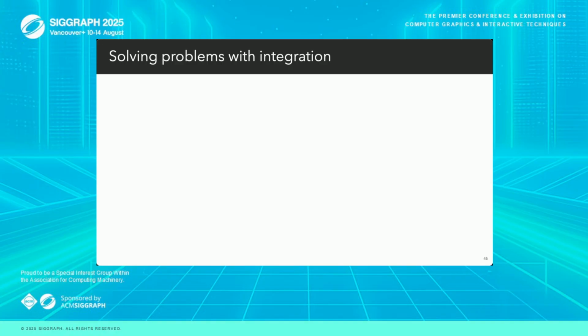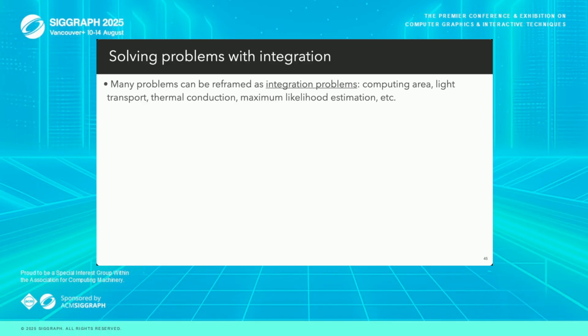Okay? Now, what we will be focusing on is not computing areas of cookies, but rather solving problems involving integration, which are actually pretty common in computer graphics and in general in scientific computing. Within graphics alone, we have light transfer problems, a lot of PDE simulation problems, as we'll see, maximum likelihood estimation, that's basically all of empirical minimization in machine learning, and so on.